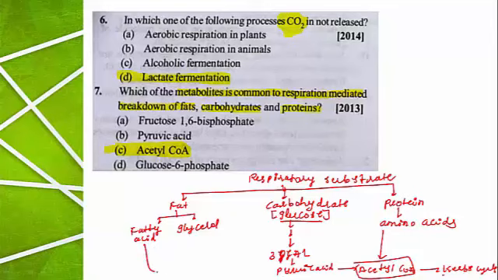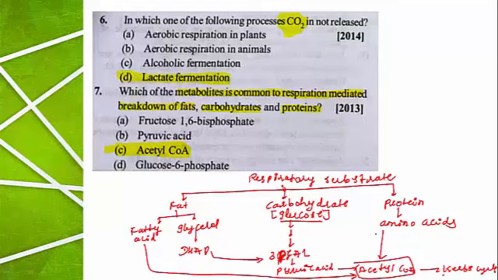The fatty acid molecules also directly synthesize acetyl coenzyme A. Glycerol is converted into DHAP, dihydroxyacetone phosphate, and this DHAP is again converted into PGAL. Again PGAL becomes pyruvic acid, and once again it is converted into acetyl coenzyme A.